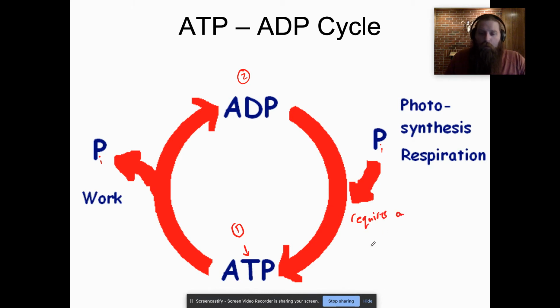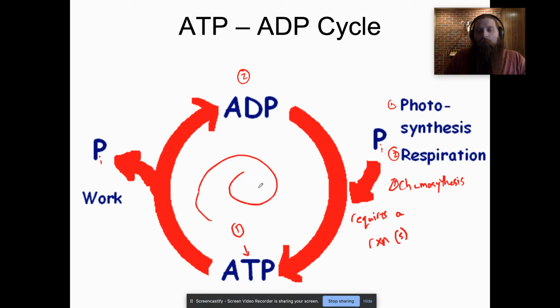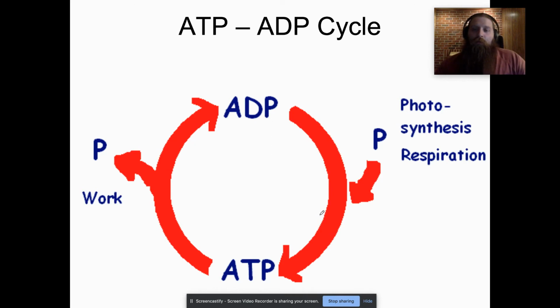But this step right here requires a reaction, or in real life, multiple reactions, multiple steps. Photosynthesis can do it. That's one way. Another way would be respiration. There is actually a third way. We can pull from that other slide. If you do chemosynthesis, that would also be a way you could put that phosphorus back on. And so it goes around and around and around. That's the ATP-ADP cycle.